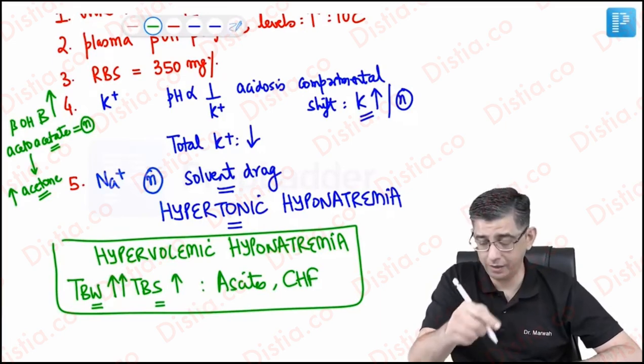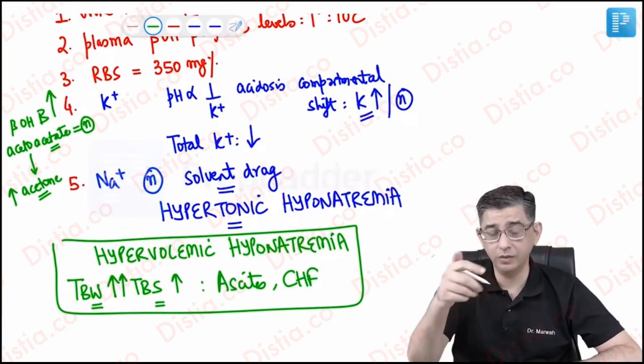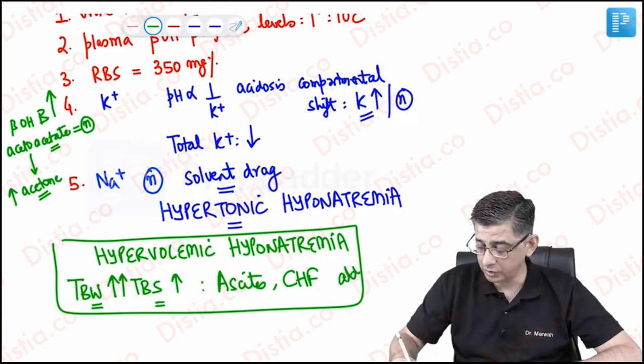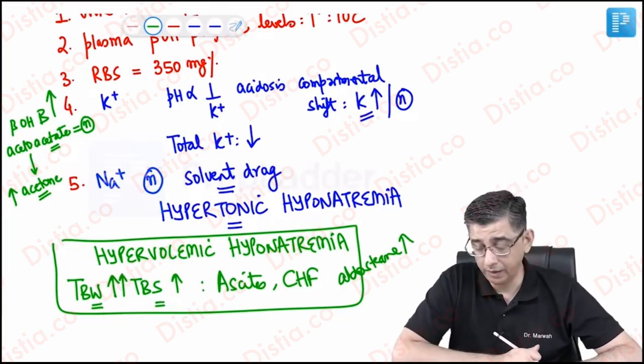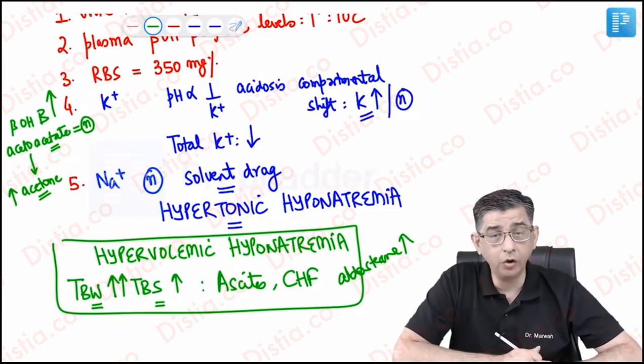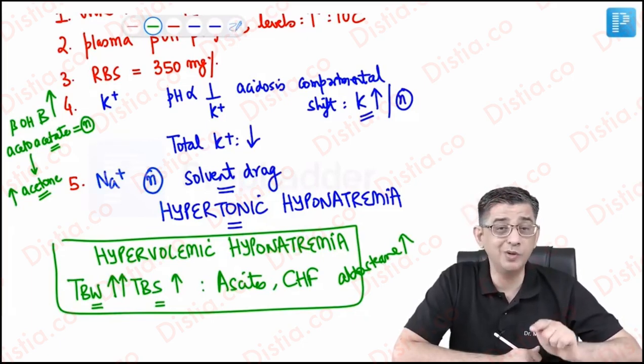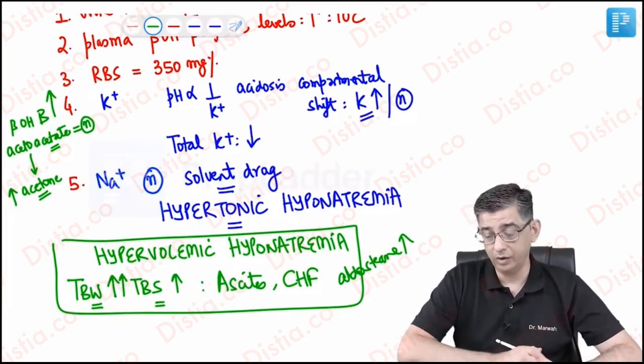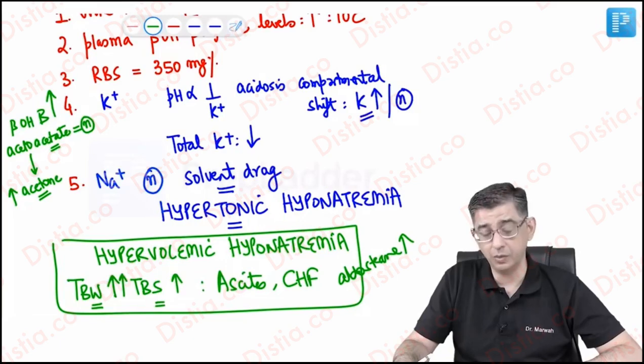it's going to be a hypervolemic hyponatremia. The hormone which is playing a role in this case is aldosterone, which is drawing in water as well as salt, and therefore we call it hypervolemic. But at the same time, when I say hypertonic, that means osmolality of the plasma is more, and therefore the sodium values are decreased in the patient.